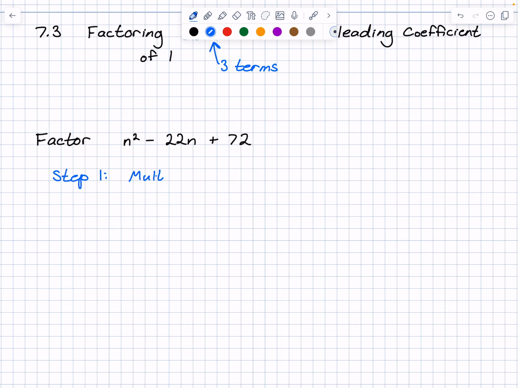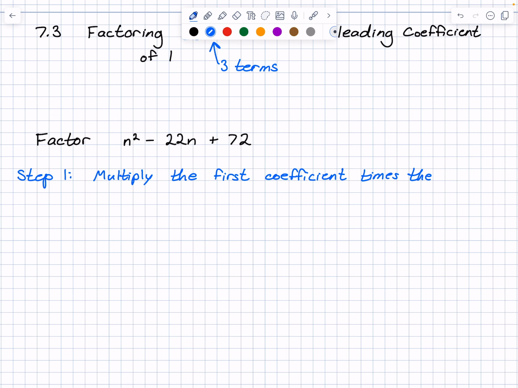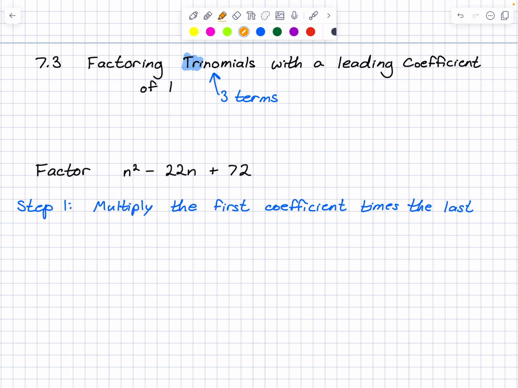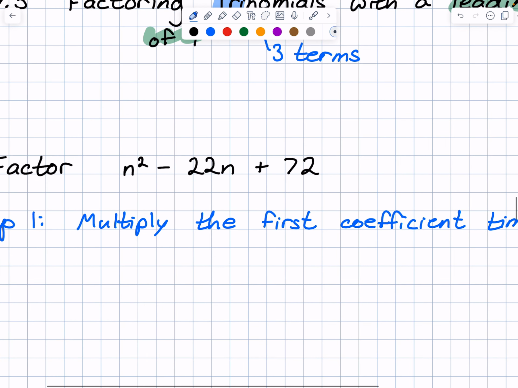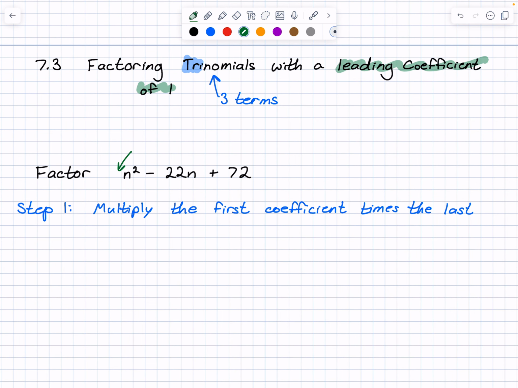You multiply the first coefficient times the last. Now, this is already one of the places where you may be able to take a shortcut, and I will tell you why. If the leading coefficient is 1, the leading coefficient is the first coefficient, your multiplication is not going to change anything.